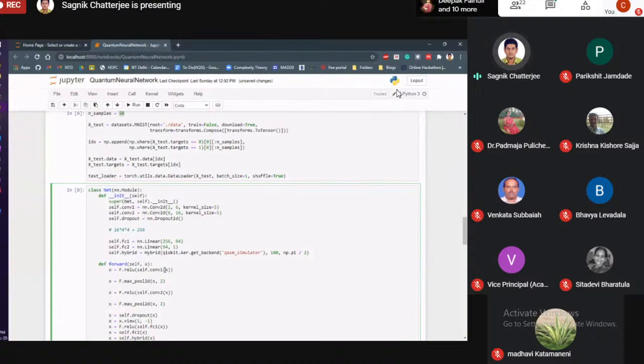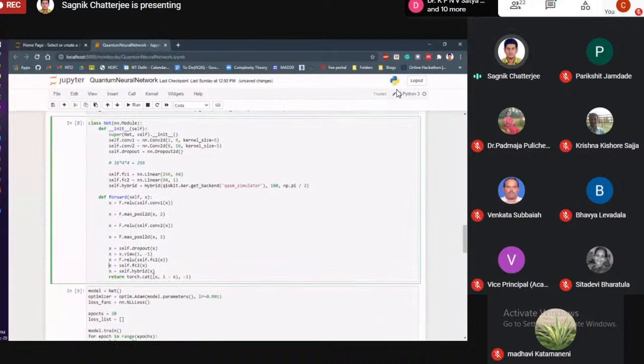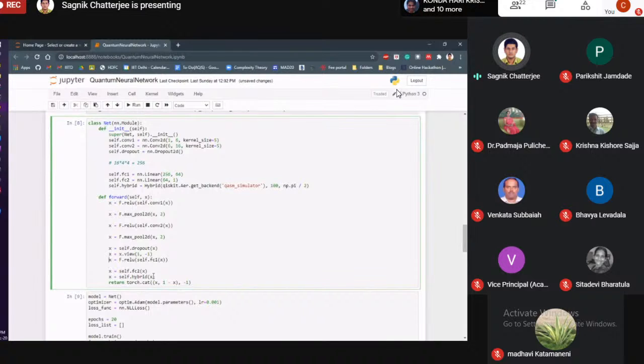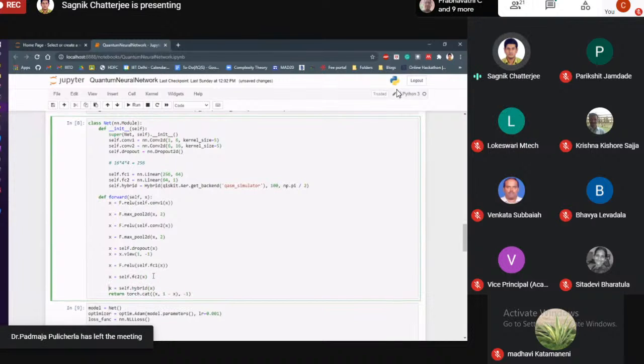And then we have some dropouts. After the dropouts, we again normalize. This view and normalize are internal functions of the neural network. Then finally we have the last two fully connected layers. After the fully connected layers, we apply our quantum classifier. And what we return is a prediction on whether it is 1 or 0 at this point.